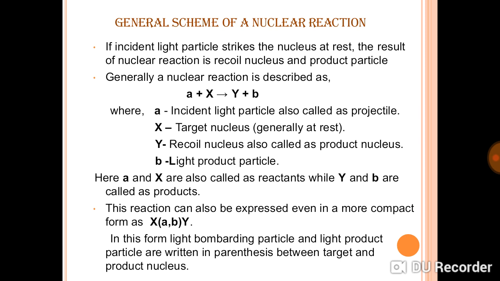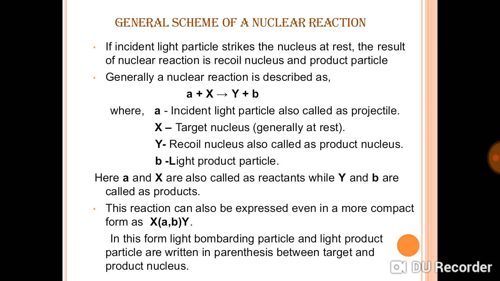If an incident light particle strikes the nucleus at rest, the result of nuclear reaction is the recoil nucleus and product particle. Generally, a nuclear reaction is described as A plus X gives Y plus b. Here, A is the incident light particle, which is also called the projectile. Capital X is the target nucleus, which can be considered generally at rest. Capital Y is the recoil nucleus, which is also called the product nucleus. Small b is the light product particle.